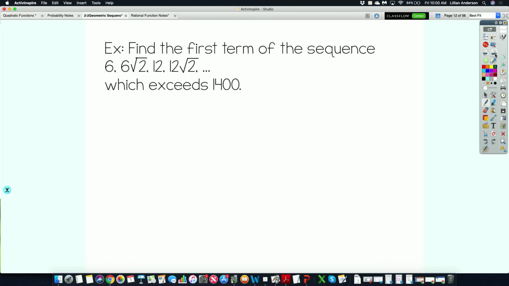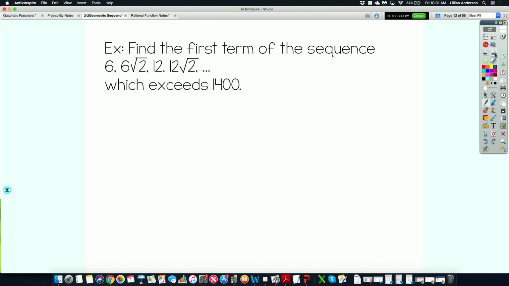Back to your notes. We want to find the first term of the sequence which exceeds 1,400. Now, when you see something like this, I think you do need to write in the sequence. Okay? Those are square roots. Your first term is 6. Your second term is 6 square root of 2. Your third term is 12. Your fourth term is 12 square root of 2.